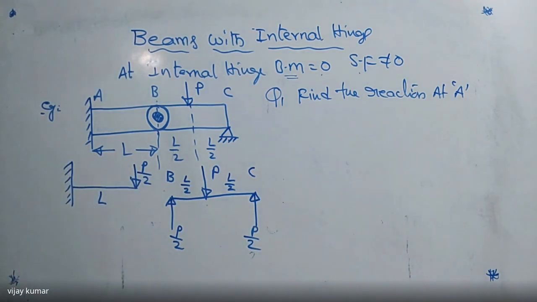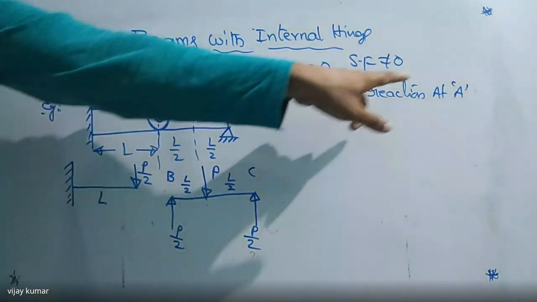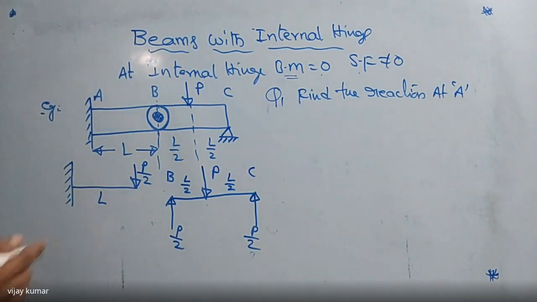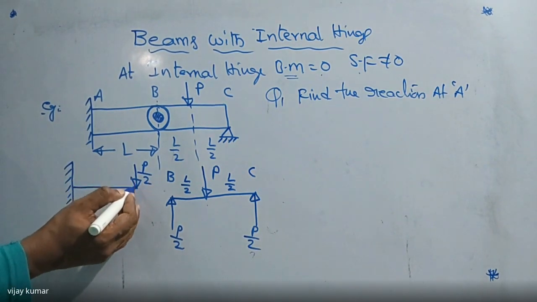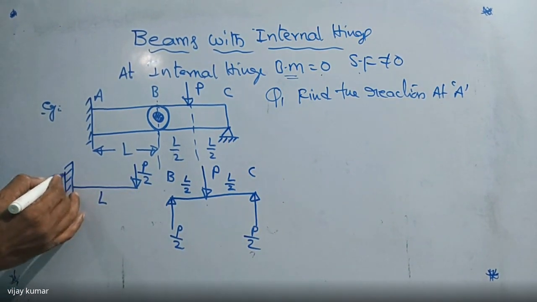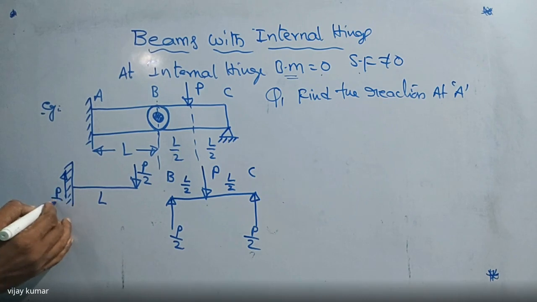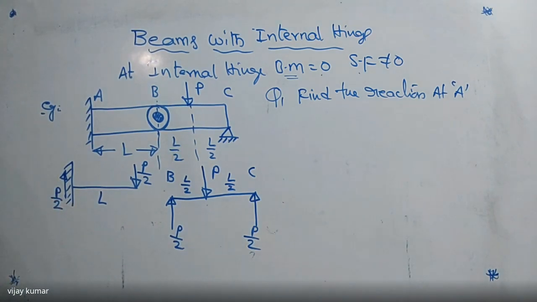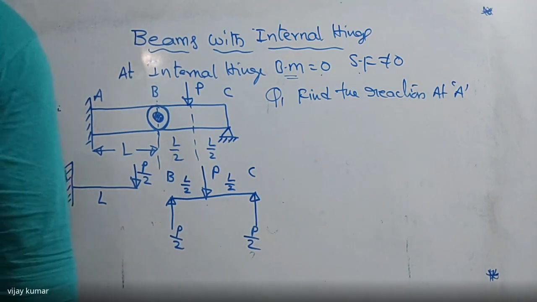So what is the question given? Find the reaction at A. Now tell me what is the reaction here? If the P by 2 is moving in the downward direction, this reaction is also equal to how much? What is the value? P by 2.